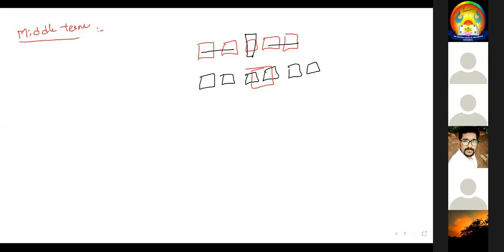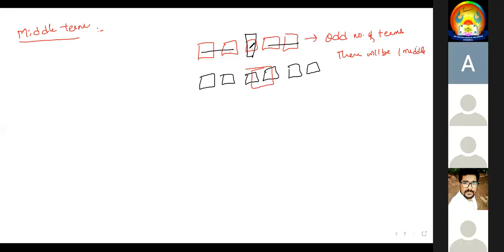So the conclusion is, if you have an odd number of terms, like 1, 2, 3, 4, 5, there will be one middle term. 1 to 5 means only one middle term came. If you have an even number of terms, there will be 2 middle terms. Okay, now I'm writing the same thing again.